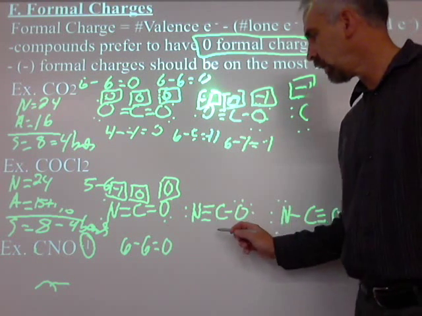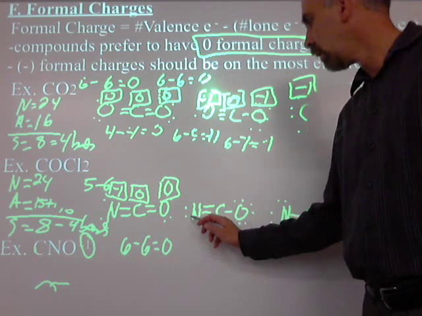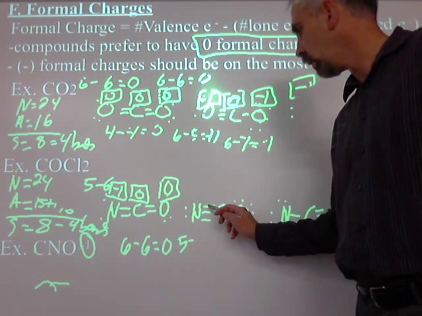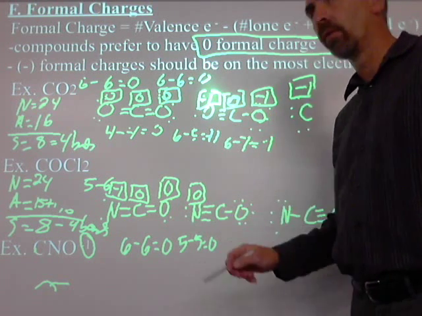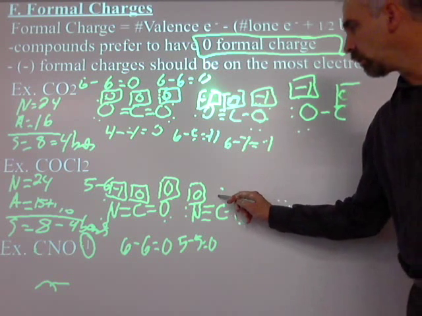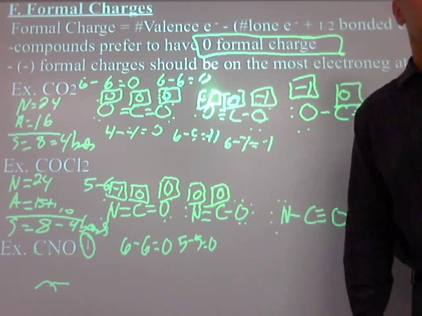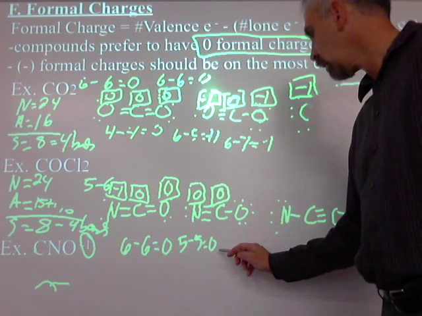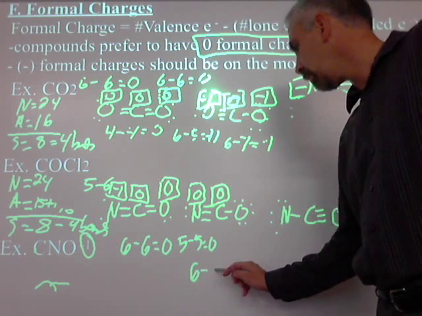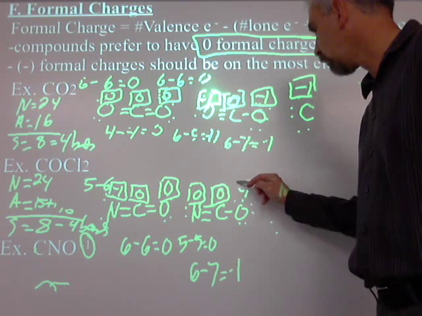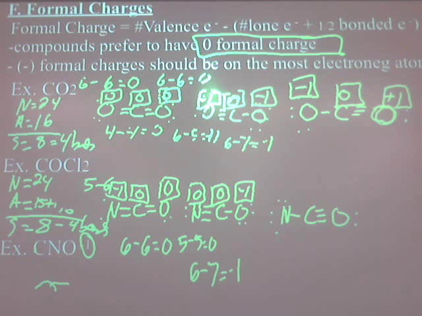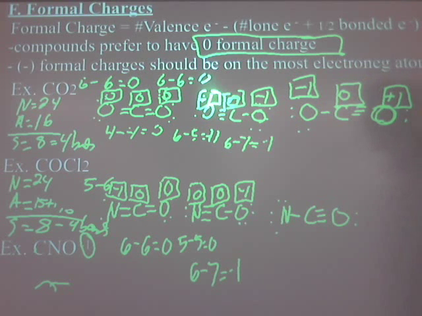All right, let's take a look at this guy. Nitrogen. He's got 5 minus 1, 2, 3, 4, 5. That's nice. Gives me a 0, so it's a 0 up here for a formal charge for nitrogen. Carbon we know is going to be 0. And this oxygen, let's see what happens with him. Oxygen is going to be 6 minus 2, 4, 6, 7. Gives me a negative 1. Well, very similar to the previous one. Only the negative 1 formal charge is on the oxygen this time. It was on the nitrogen. All right?